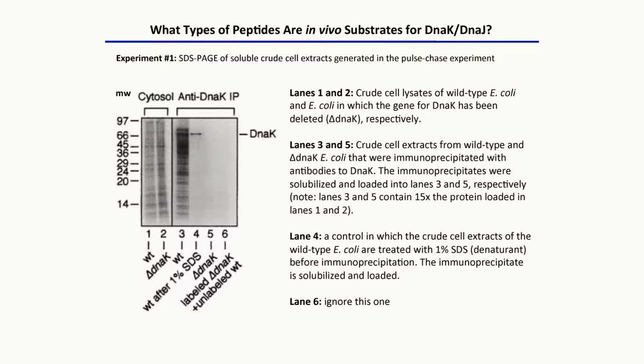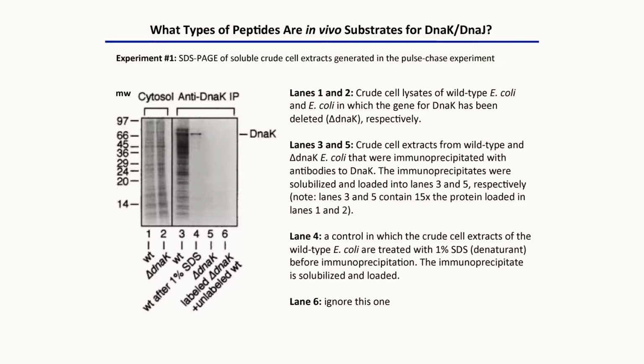Something that was done in these experiments that was different than the GroEL, GroES work is that they used 2 different E. coli strains. They used a wild-type E. coli strain, so that strain expresses DnaK, and they also used a mutant E. coli that is deficient in DnaK. So that's what this delta DnaK means. They did some genetic manipulation and knocked out DnaK. And as we learned in the introduction, this chaperone system is not essential.